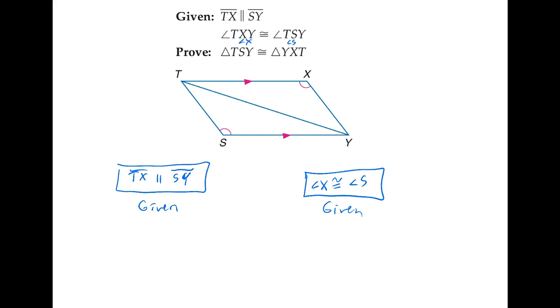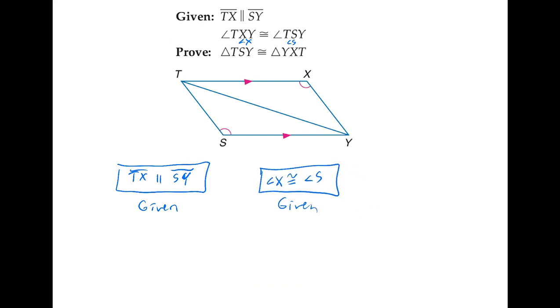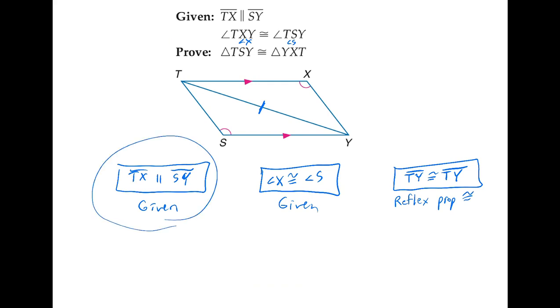Well, I do know, because I want to show that two triangles are congruent, I can say this side is congruent to itself. I can always say that. So I can say TY is congruent to itself. That's going to be one of the three pieces of information, and that's the reflexive property of congruence. Okay, so we got three pieces of information, but this isn't a side or an angle that's congruent. So how can I use that?